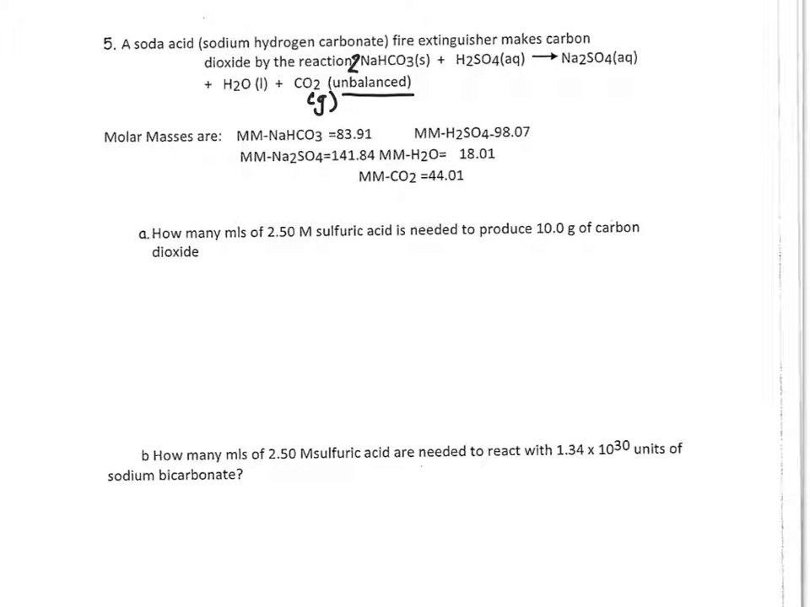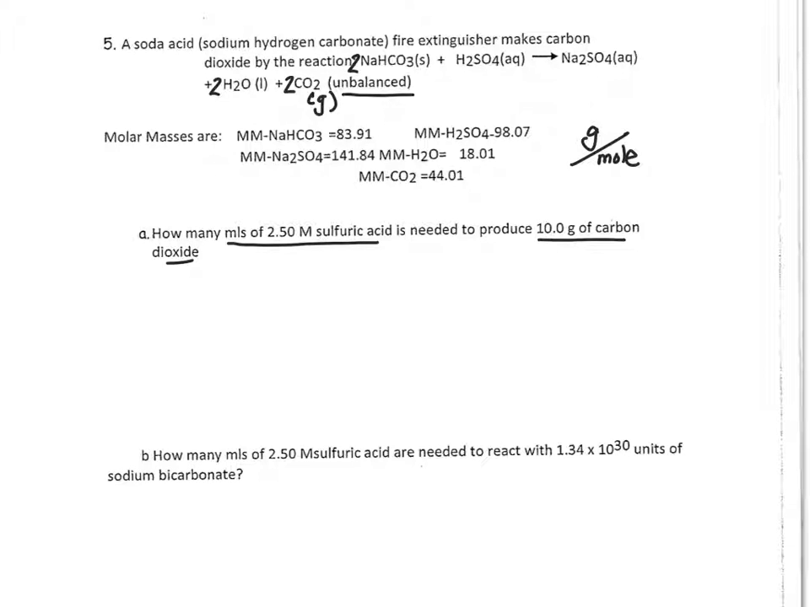And since we've changed the number of hydrogen, now we can put a 2 in front of water to balance out our hydrogen. Okay, but now also what's changed is also our carbon, so we'll put a 2 in front of carbon dioxide to balance this. And I provide for you the molar masses in grams per mole, so all of these molar masses are in grams per mole. The first question says, how many mils of sulfuric acid is needed to produce 10 grams of carbon dioxide?